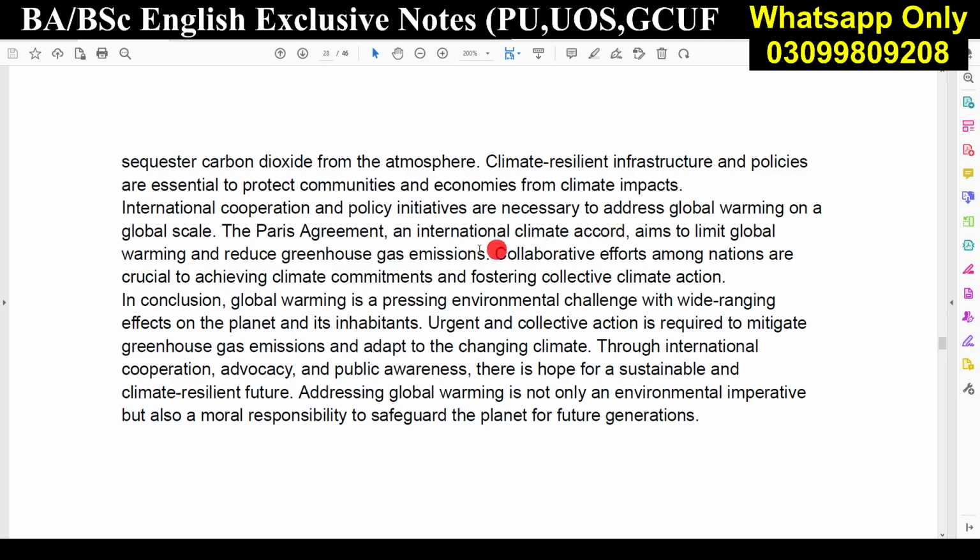In conclusion, global warming is a pressing environmental challenge with wide-ranging effects on the planet and its inhabitants. Urgent and collective action is required to mitigate greenhouse gas emissions and adapt to the changing climate. Through international cooperation, advocacy, and public awareness, there is hope for a sustainable and climate resilient future.